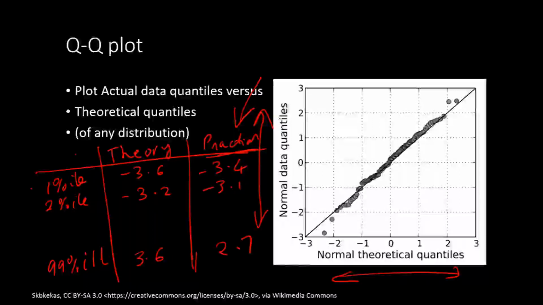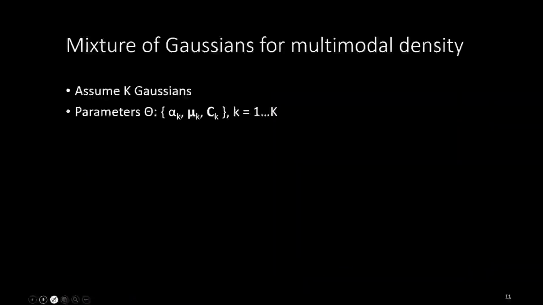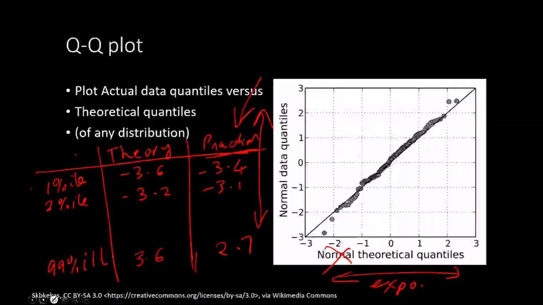And this need not be just a Gaussian distribution. We can replace this with an exponential distribution. We can replace this with a Weibull distribution, etc. So that is another way of visualizing the difference between two different distributions, and the more rigorous way is to actually look at the likelihood of the data sample.